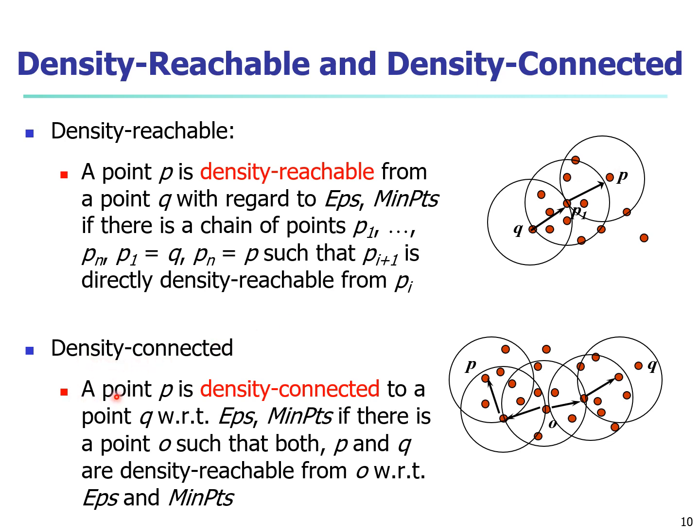Density connected: a point P is density connected to a point Q with regards to epsilon and minimum points if there is a point O such that both P and Q are density reachable from O with regards to epsilon and minimum points. When we say with regards to epsilon and minimum points, it means that it's always satisfying the conditions of epsilon and minimum points.